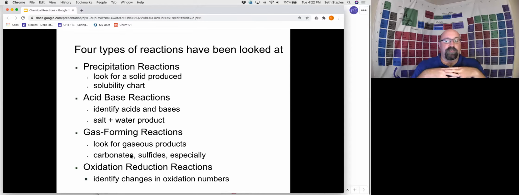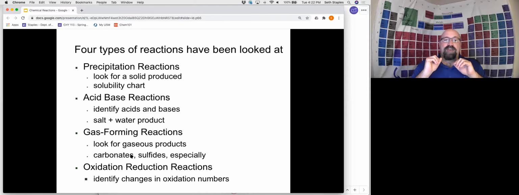And we can identify those by identifying that we have acids and bases involved in the reaction. We looked at the formation of gases being one of our driving forces of a reaction. So we're going to look for gaseous products. The key ones we want to key in on especially are carbonates and sulfides reacting with acid to form our carbon dioxide gas or our sulfur dioxide gases.